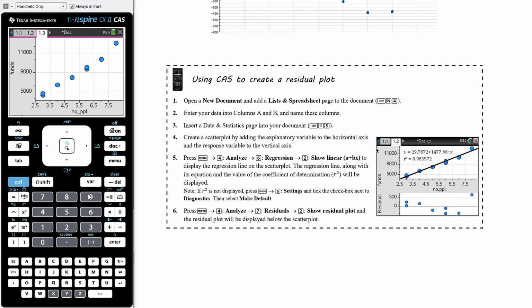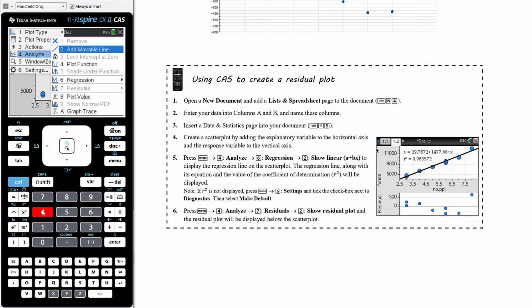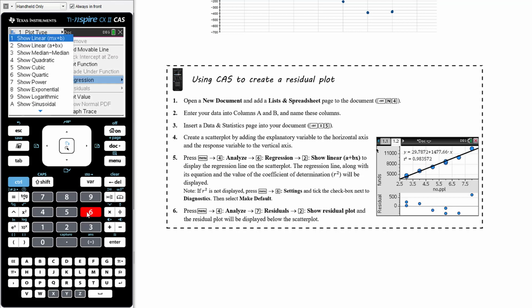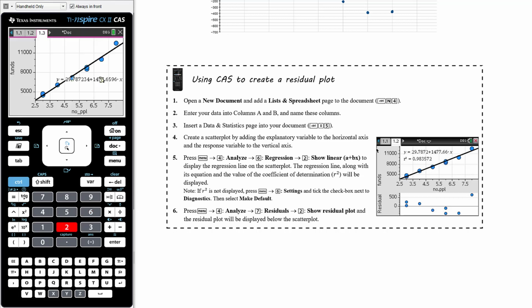You can then get the scatter plot to show you the linear regression. Okay, so menu, 4 for analyze, 6 for regression, and number 2 for show the linear regression a plus bx. Alright, and then on our screen we're seeing our linear regression. Now, we actually want to be able to also see the coefficient of determination. There's good reason for that. You're only going to need to do this once.